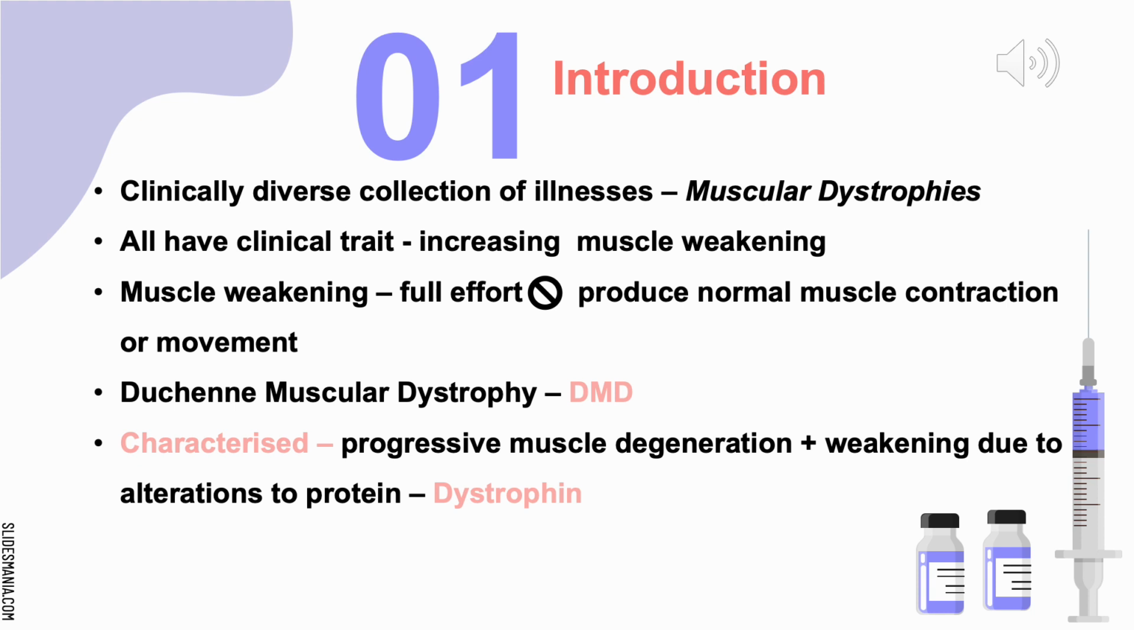DMD is a genetic disorder characterized by progressive muscle degeneration and weakness due to alterations to the protein called dystrophin. Around the age of 4, muscle weakness often starts and it becomes worse very quickly. In this presentation, we will discuss DMD affecting young twin boys in rural Kenya.